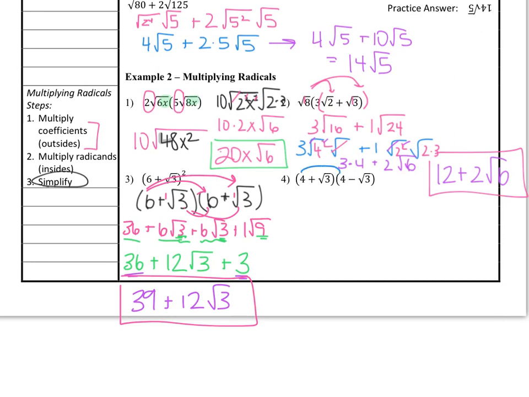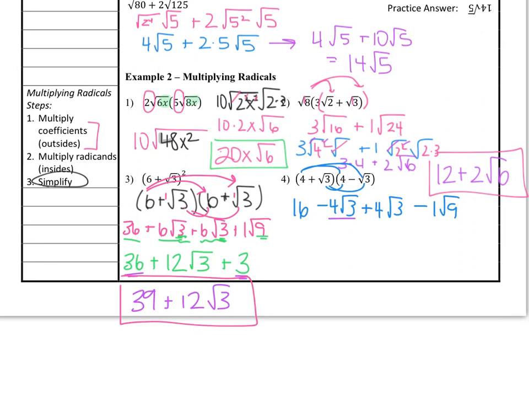So I first need to start by distributing. 4 times 4 is 16. 4 times negative radical 3 is minus 4 radical 3. Then 4 times positive radical 3 is plus 4 radical 3. Then I have minus 1 radical 9, because again, 3 times 3 is 9 underneath the radical.